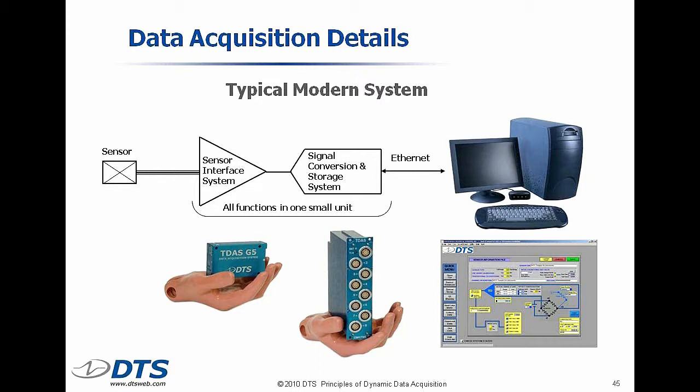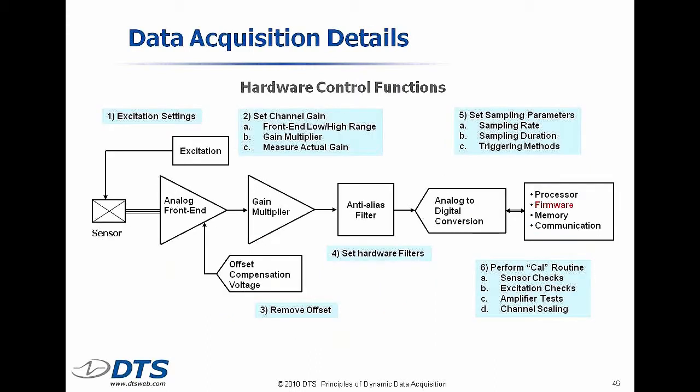But if we take a little bit greater detail look at it, these things all operate under software control, and we need to maybe make some excitation settings. Most data acquisition systems will allow you to pick voltages. And so we have to set the excitation voltage. The software has to decide what kind of amplification the signal needs.